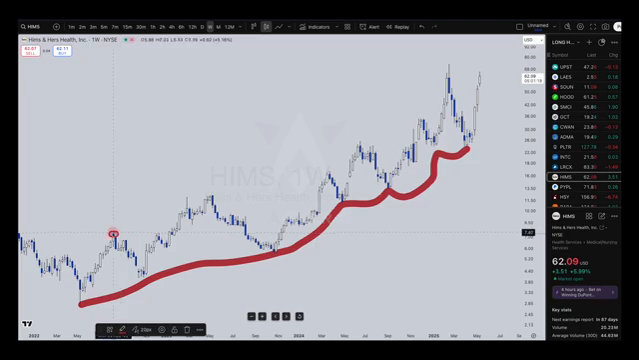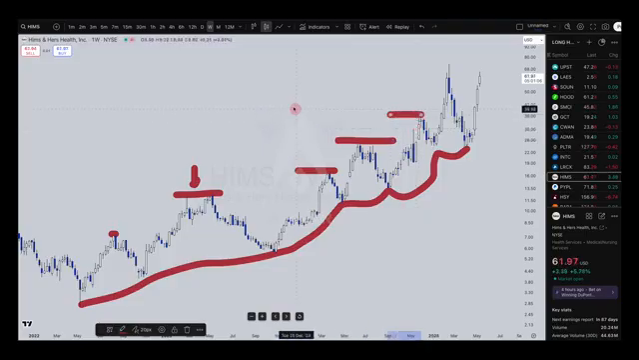So this high formed and it got taken out when price came and reached this high. This high formed and it got taken out when price came and reached this high. Formed, then this high got taken out here. It's taken out here. Got taken out here. Okay? So you can tell that the market is in a bullish order flow.